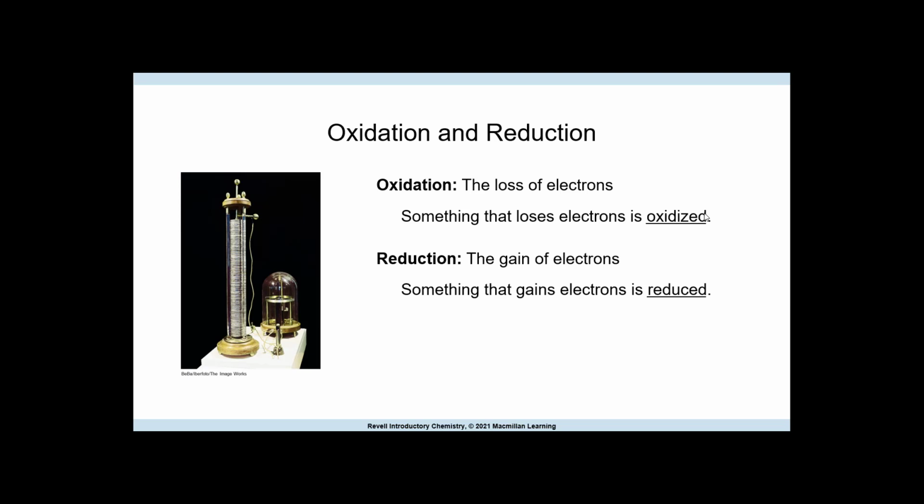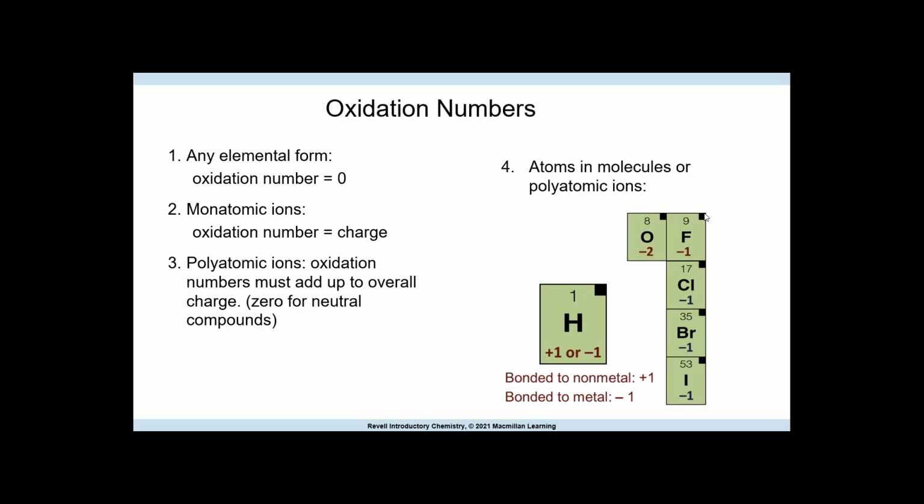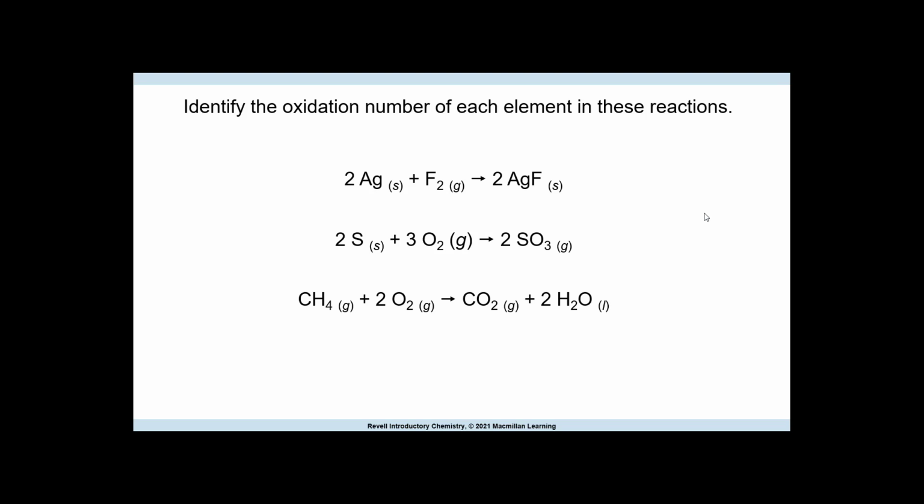Okay, so let's do a review here. Oxidation is the loss of electrons; something that loses electrons is oxidized. Reduction is the gain of electrons; something that gains electrons is reduced. These are redox reactions. And here again are the rules, and let's go through them.